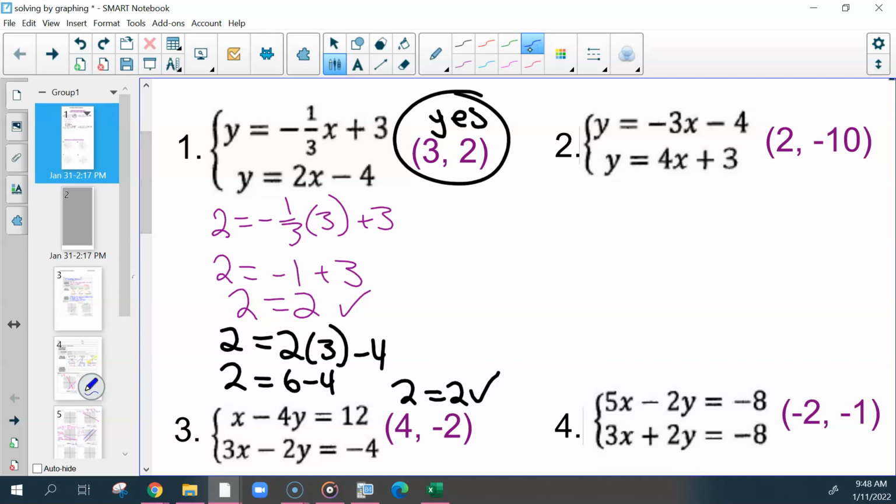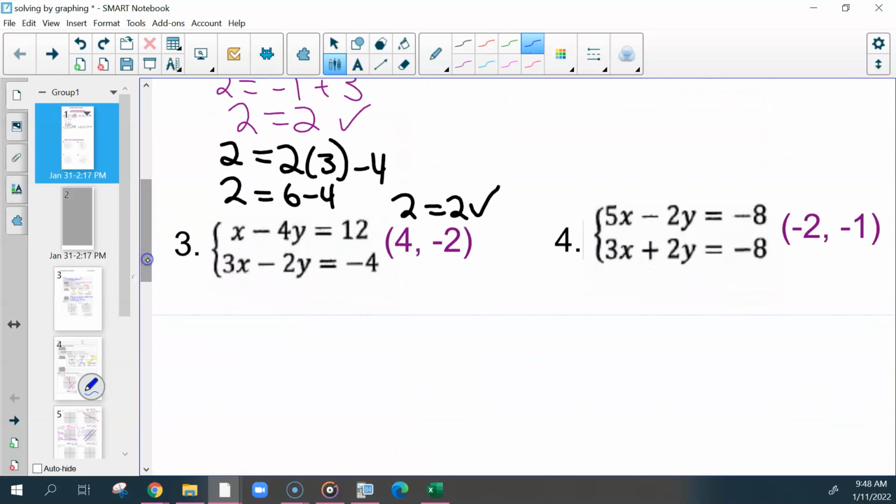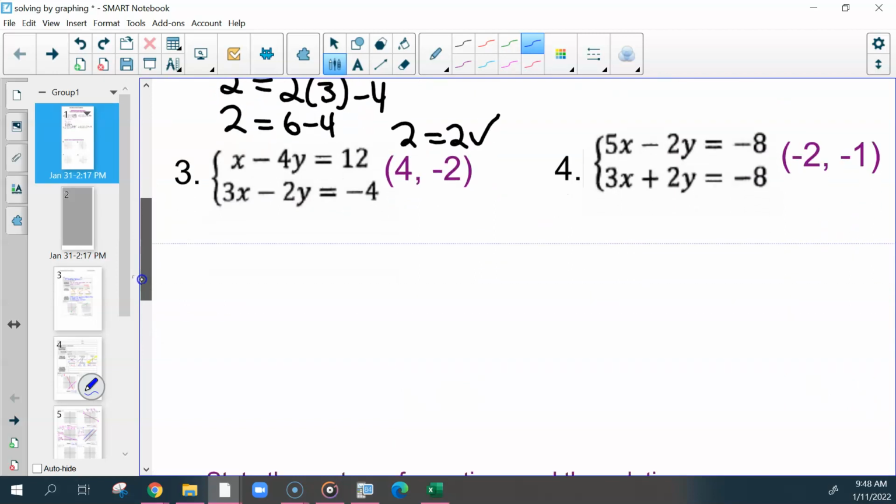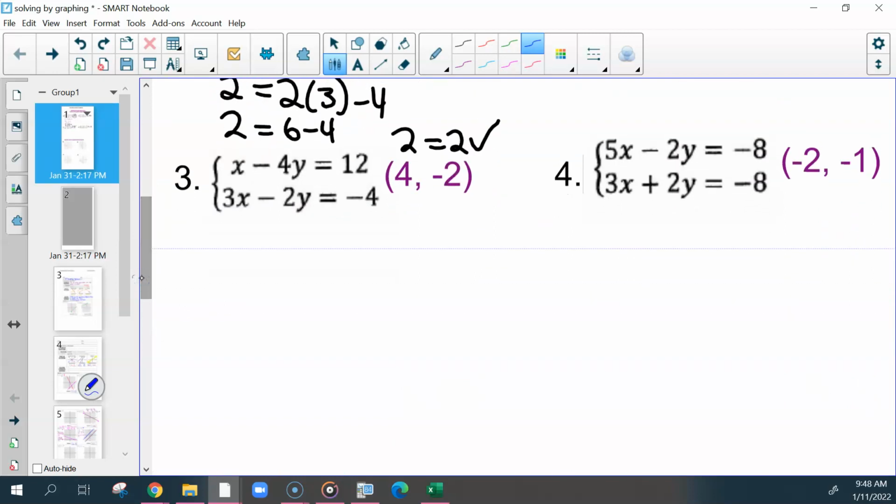For number 2, let's try the same thing. Scratch that. Let's do 4 instead. These are in standard form. You do not need to change these to slope-intercept form to test this. You can test it just as it is.